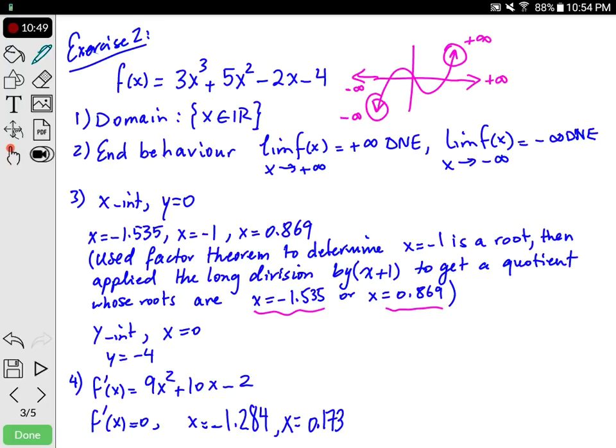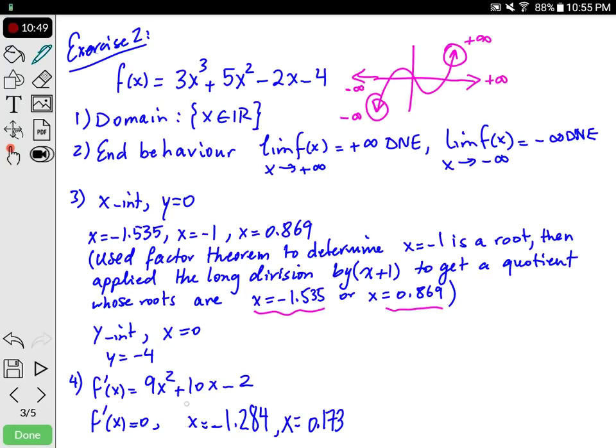Again, steps 4 and 5 are about f prime and f double prime. We need to determine intervals of increase and decrease so we could tell where are the turning points. Derive f of x and simply multiply 3 by 3 is 9, x power, drop the exponent by 1, 2. So 9x squared plus similarly 10x minus 2. So as you see, the first derivative is a quadratic function itself, and if you use the quadratic formula, you'll find the two roots are negative 1.284 and 0.173 if you set f prime equal to 0.